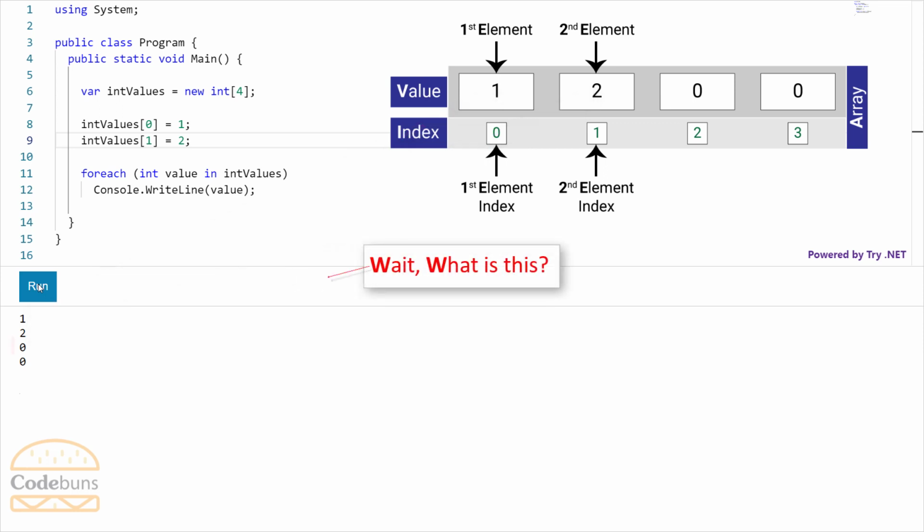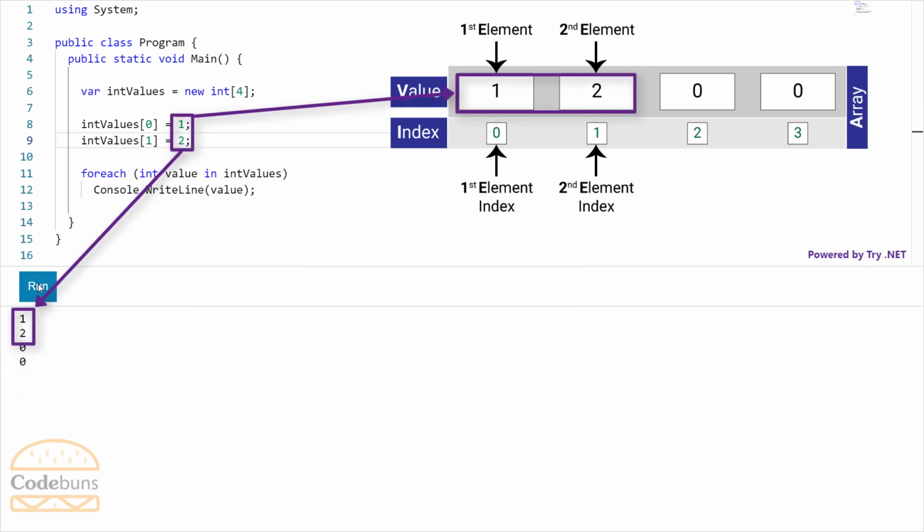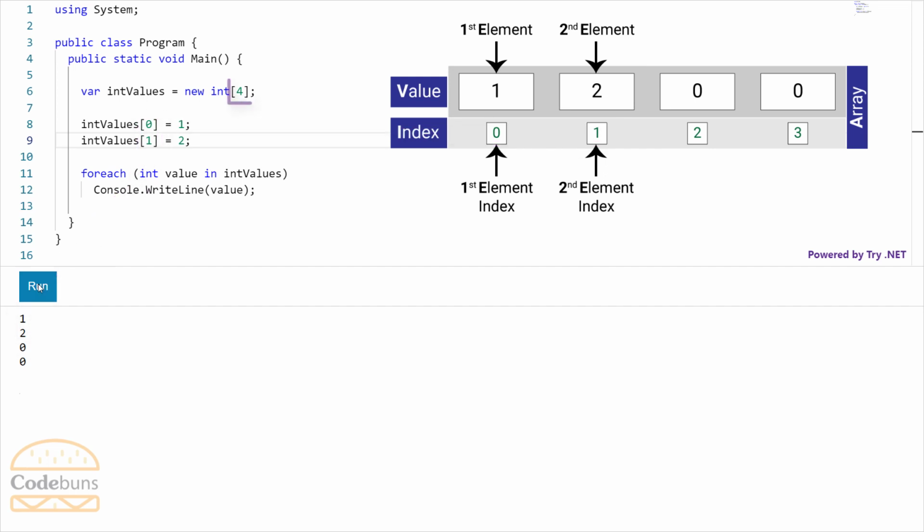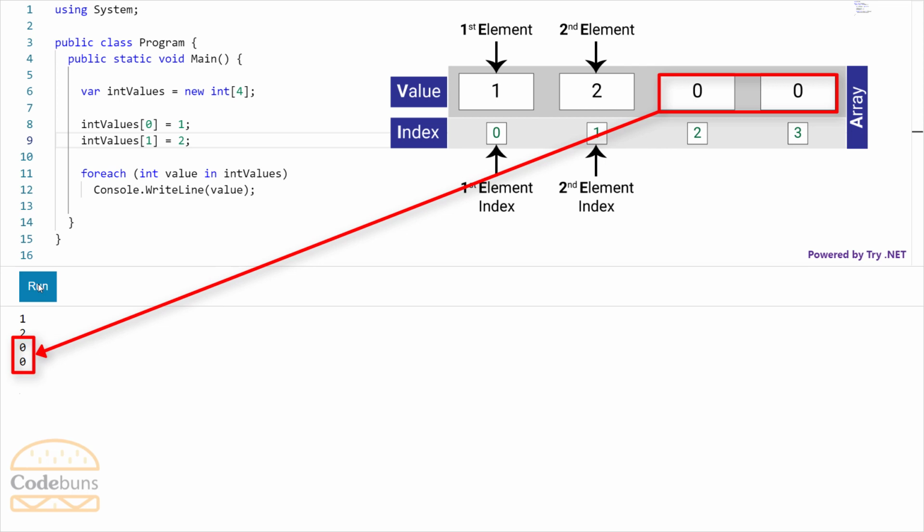But wait, what is this 0, 0 after 1 and 2? You actually filled the array with the values 1 and 2, right? The indexes assigned to these values is 0 and 1. But the array length is 4. If you look at the image, indexes 2 and 3 have not been assigned any value and still contain the default value of 0. That's why you see 2 spots with 0 values.